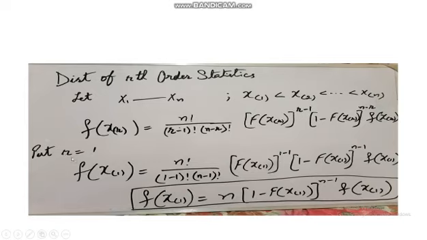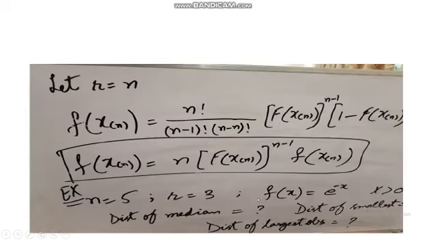Now if we put r equal to 1, it will give us the density of the smallest order statistic, which is of this form, and simplifying it, we get this result. Similarly, when we take r equal to n in the given formula for the rth density, we are finding the density of the largest sample observation in order statistics, and simplifying its formula gives us this.